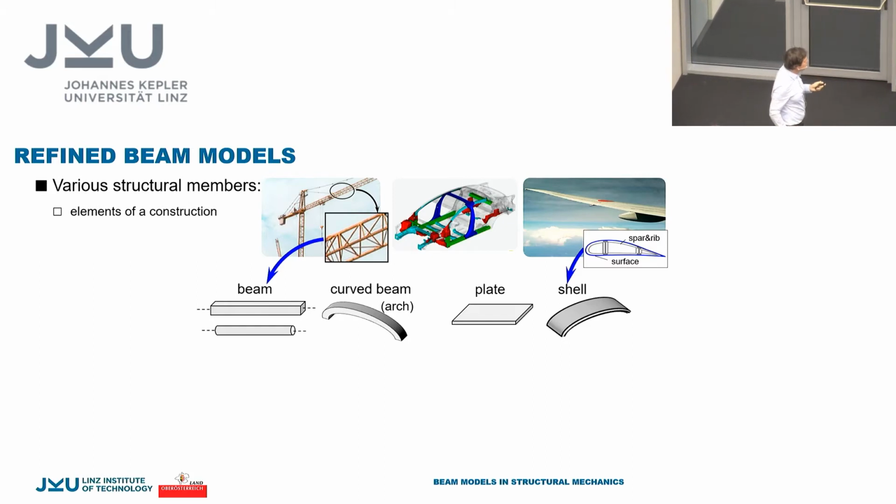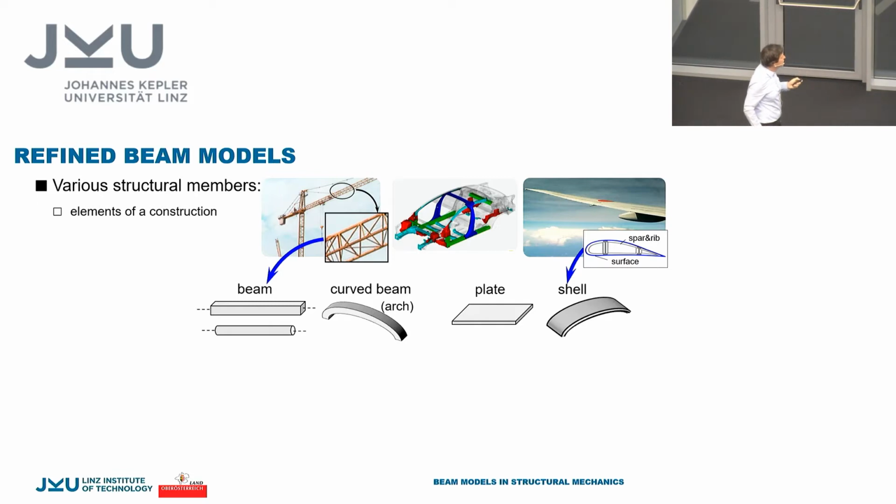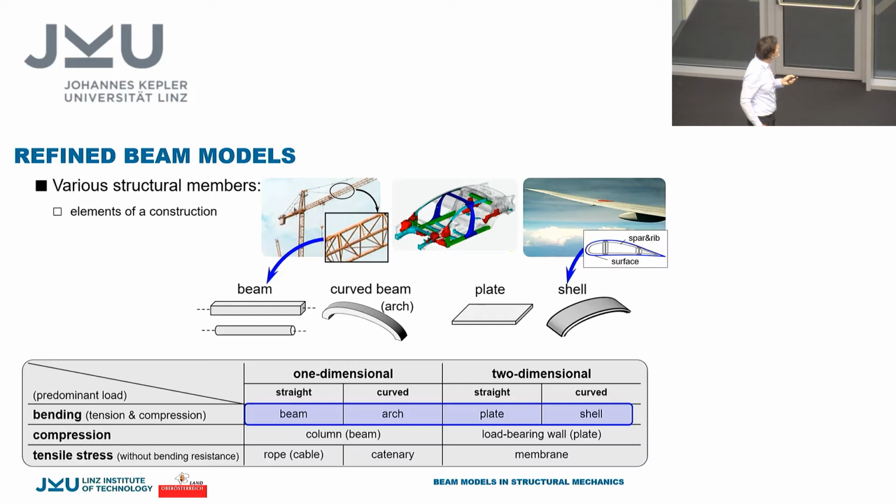Further, more advanced elements are plates, and if the plates are curved, then we call them shells. For example, they occur in this vehicle frame or this aeroplane wing. In this aeroplane wing, these shell elements are used for the surface. Then there are so-called sandwich plates, but you also need some stiffening elements, and these are the spar and the ribs, because with these elements you carry the load of the aeroplane.